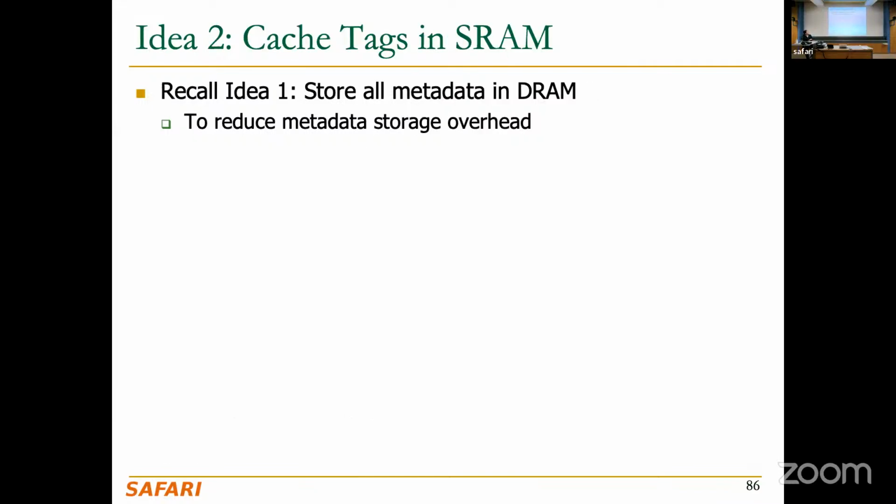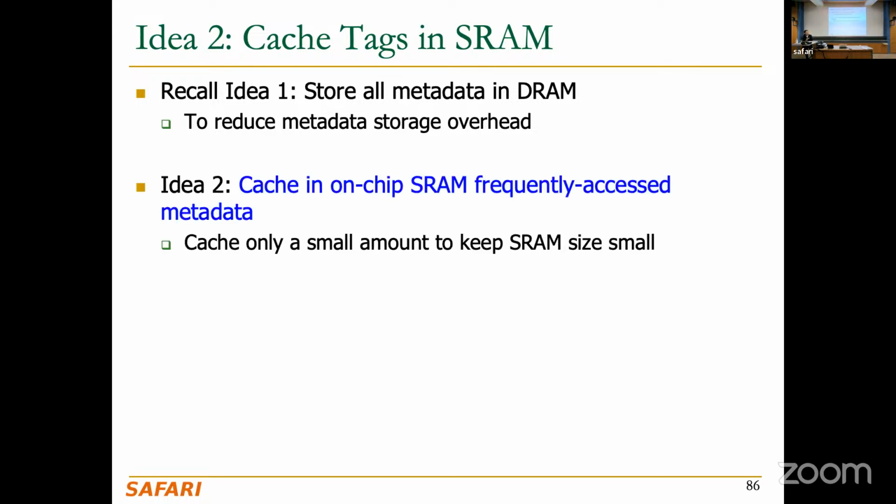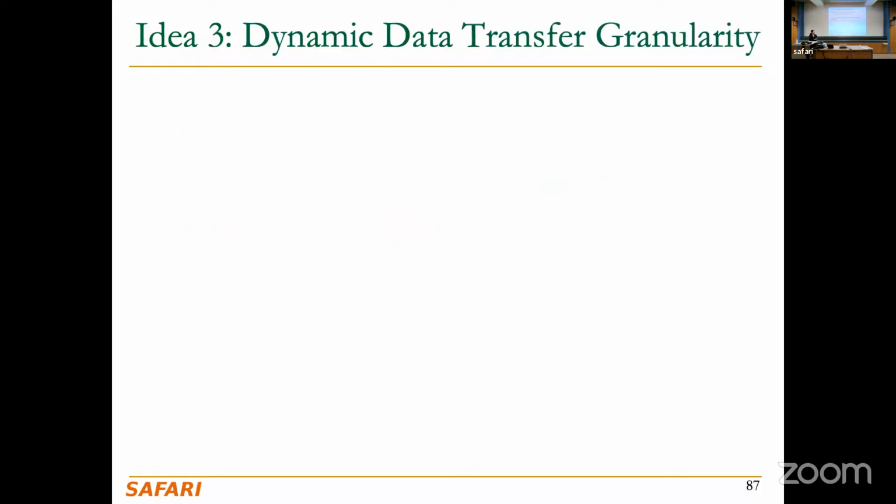And the other idea is, the first idea is to store all of the metadata in DRAM to reduce the metadata storage overhead. And the other idea is that we can cache frequently accessed metadata in on-chip SRAM, which only caches a small amount to keep the SRAM size small.